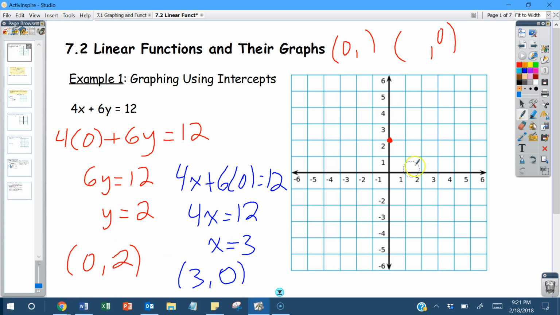I've got 0 comma 2, and I've got 3 comma 0, which is right here. I found my y-intercept and my x-intercept by letting each of those variables equal 0 and solving the equation for the other variable. And now this is my line. In a nutshell, that's it. This is a nice method because it didn't take very long, and I got to plug 0 into the equation, which is really nice because when you multiply things times 0, the math gets a lot simpler. It just goes away. So this is one method.